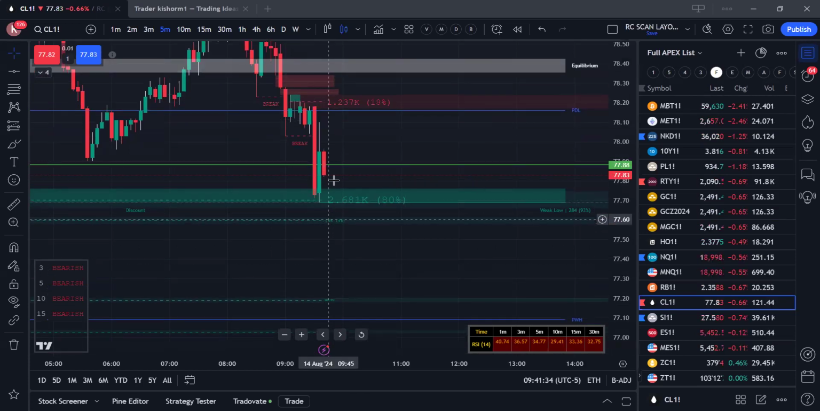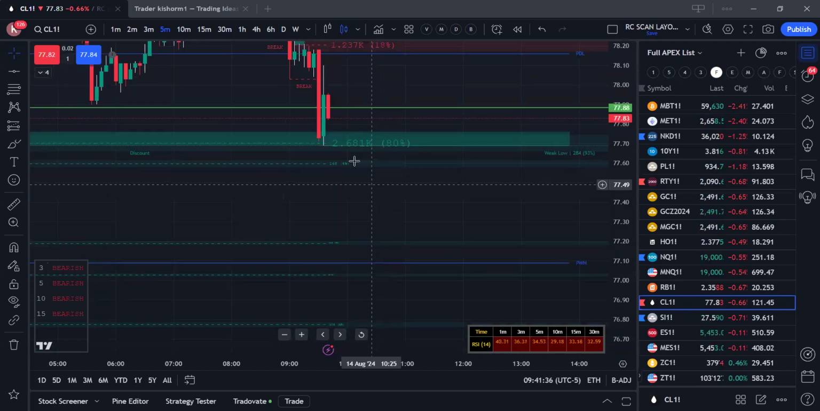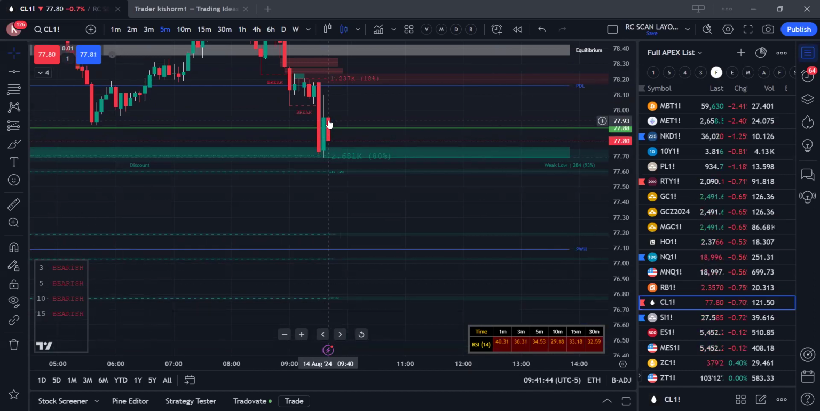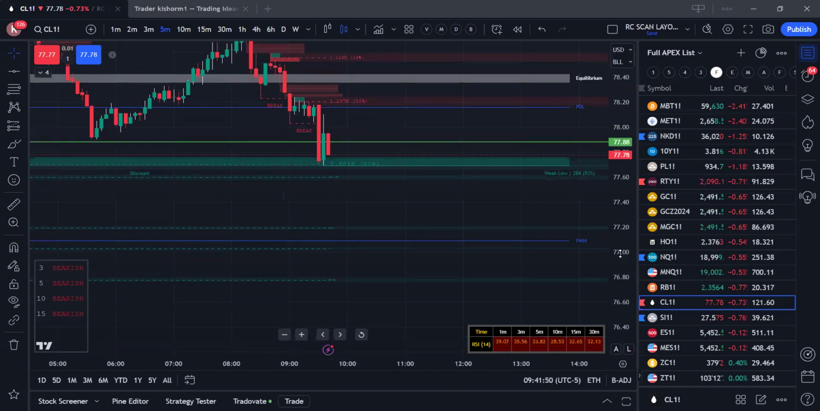If it breaks this, then it can go much further down. Still, everything is red here. So there is a high possibility for it to go further down. Once it breaks this, we can enter the shorts one more time.